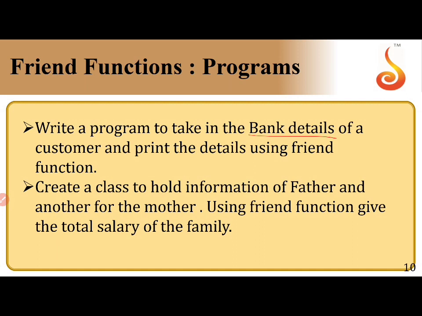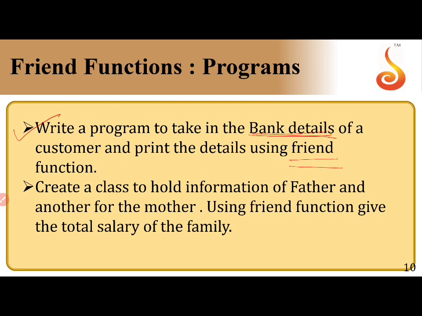So here only one class is there, that is bank details, and we had one friend function. So yesterday I also told you that the same function can be a friend to more than one class. So how do we do that? Yesterday we did this. Today we will be doing this program.